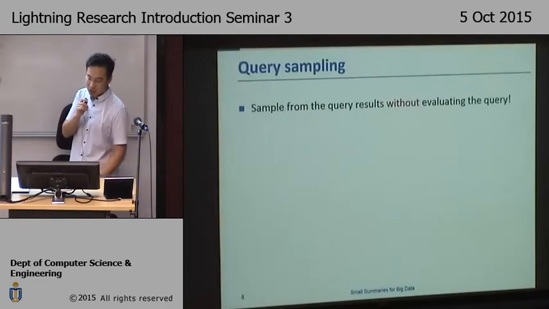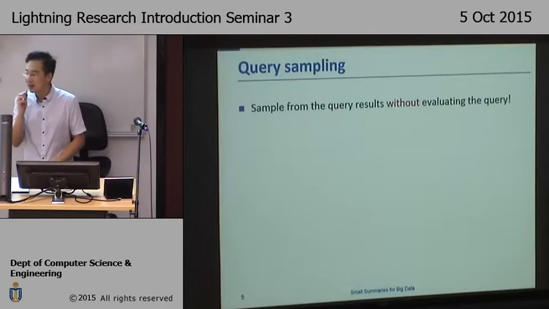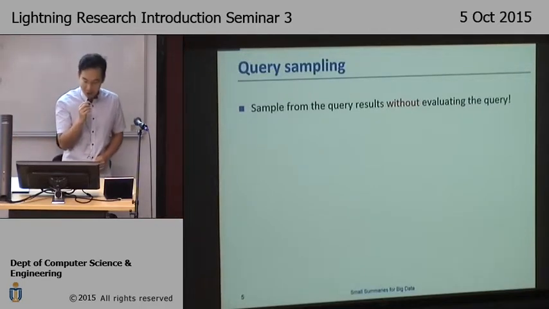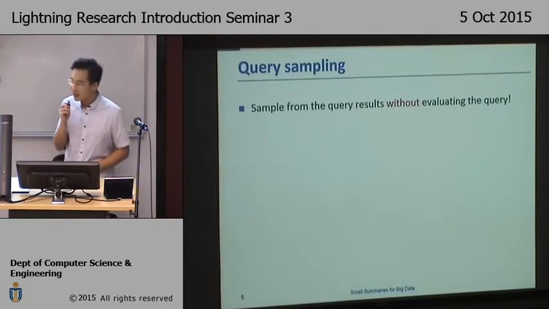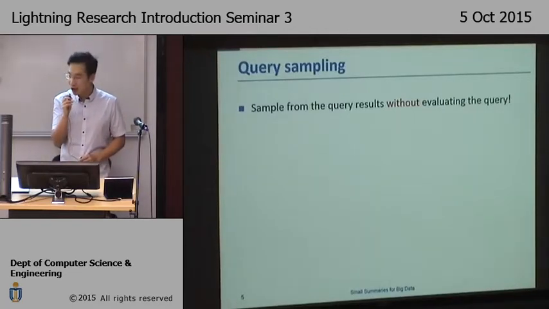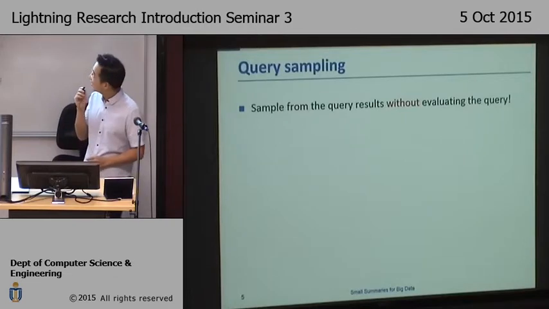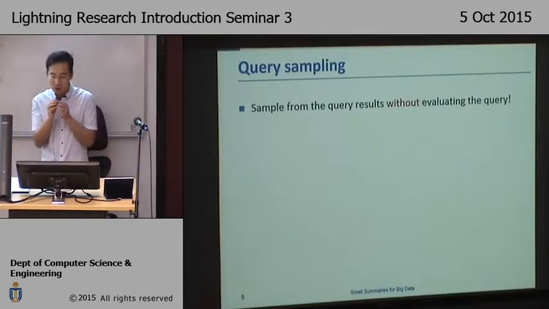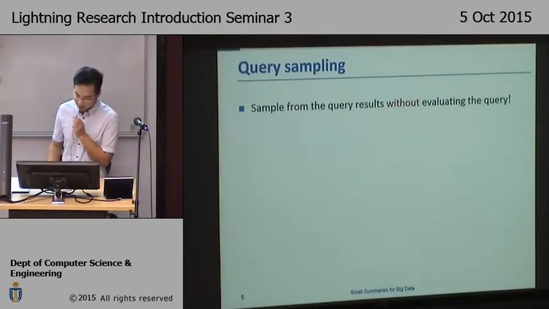In particular, our current focus is on what we call the query sampling problem. Namely, here the data is not given to you. The data is given by the query implicitly. So we want to get a sample from the query results without actually evaluating the query.